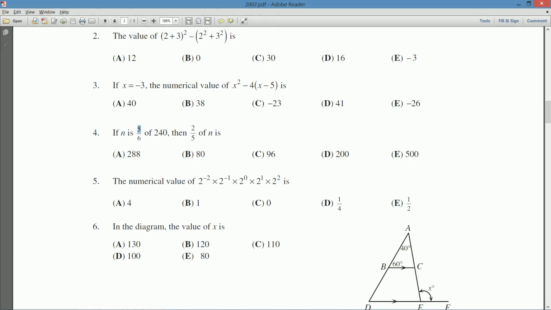I think n would be 200. So if you did it that way, just a little bit of confirmation for you, n is 200. So that would have been D. But we weren't asked for n, we were asked for 2/5 of n. And that's most certainly 80.